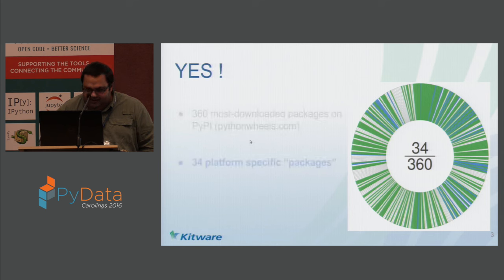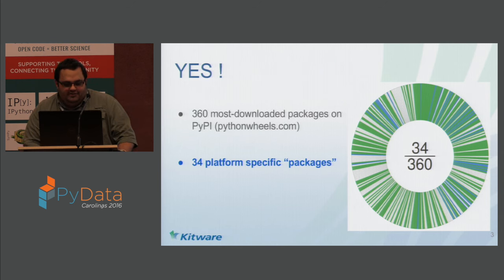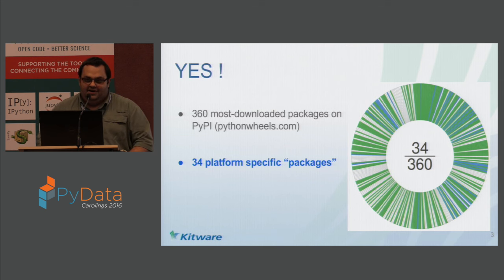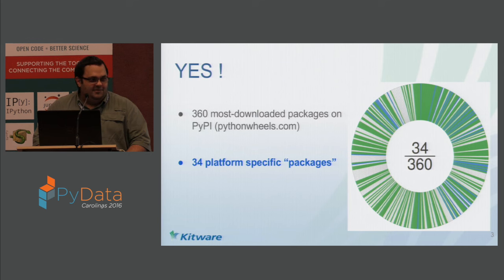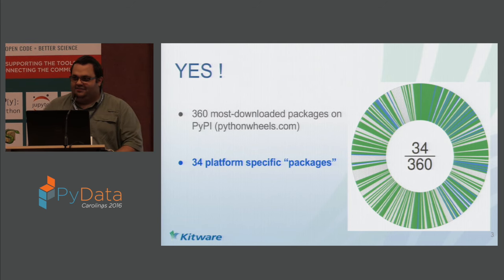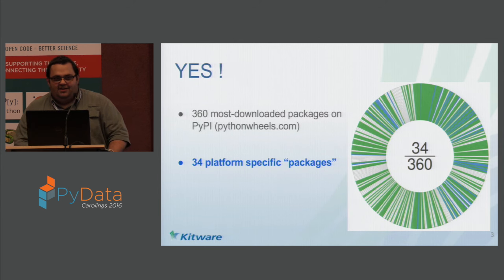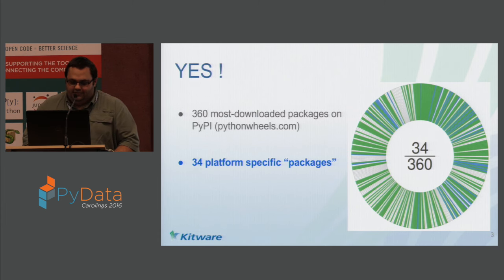Right, so we looked at 360 of the most downloaded packages just from what we saw on pythonwheels.com. We noted about 34 of them all depend on platform-specific packages. So, using this as maybe a proxy metric for some of the most commonly used Python modules, I think you can say probably around 1 out of every 10 of them are needing platform-specific extension modules. So definitely, these sorts of things are important.